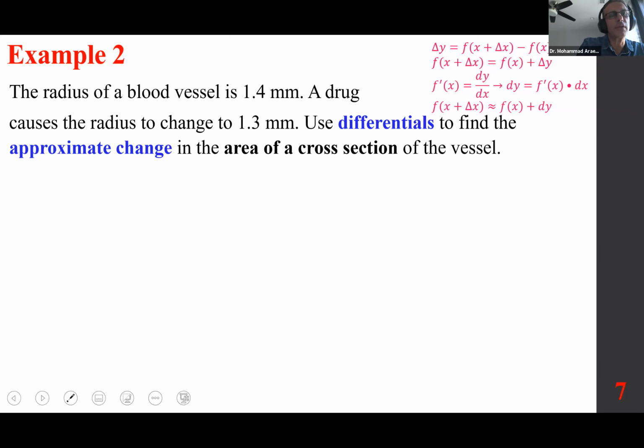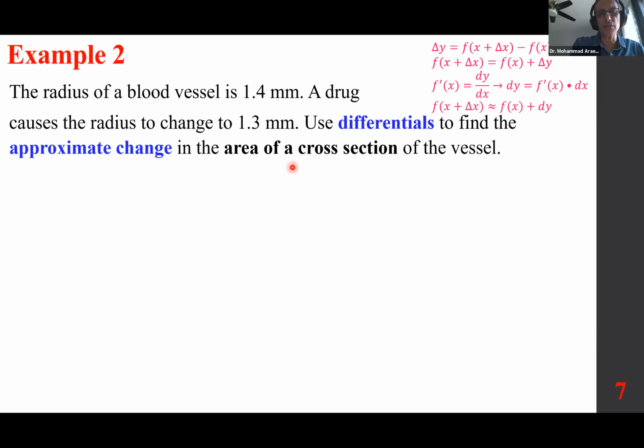So we have the radius, and a drug causes it to change to 1.3. It shrinks, it goes down to 1.3. So their difference, which is 0.1, is dr, but it is important: does it get larger or smaller? It gets smaller, so it's negative. So the new one, 1.3 minus 1.4, is negative 0.1. I want to use the differential to find the approximation.